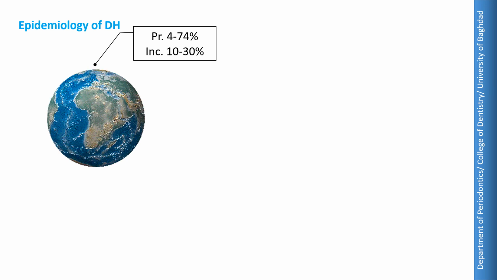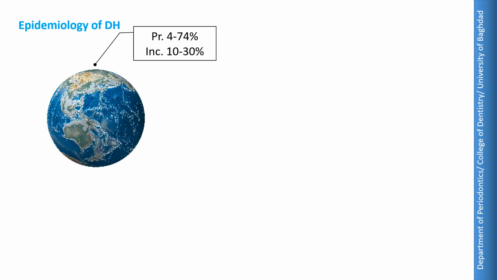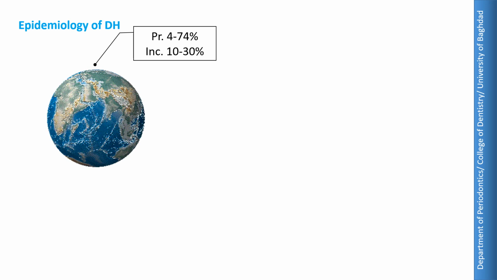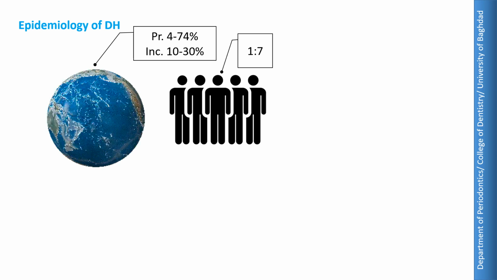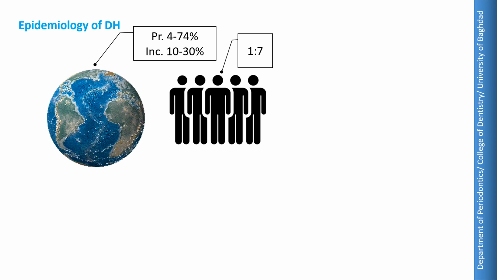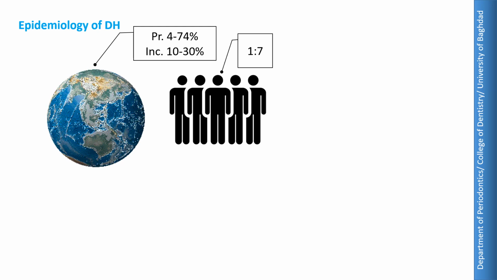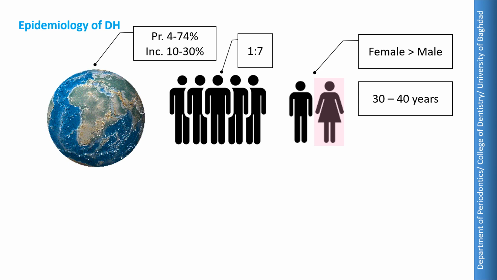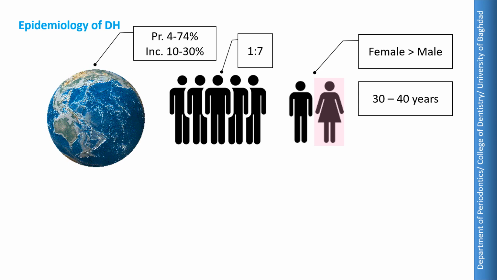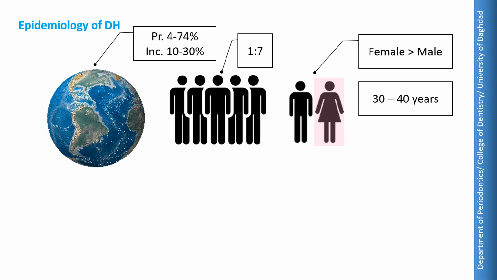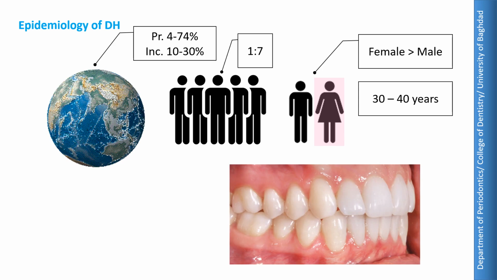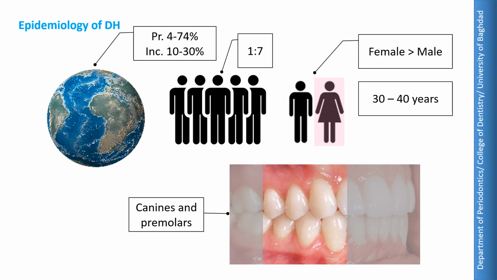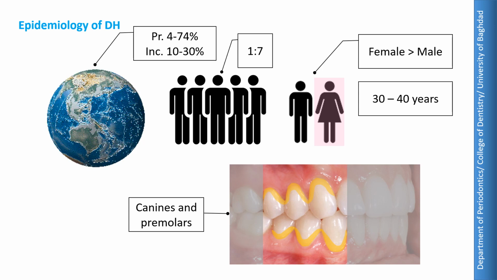Globally, the prevalence of dentin hypersensitivity ranges between 4 to 74% according to different studies, while the incidence ranges between 10 to 30%. Out of 7 adults attending a dental clinic, one of them is suffering from dentin hypersensitivity. This condition affects females more than males and affects people in the third decade of age, which is between 30 to 40 years, more than other age groups. According to the teeth, canines and premolars are the most affected teeth, and in these teeth, the cervical area buccally is the most affected area.